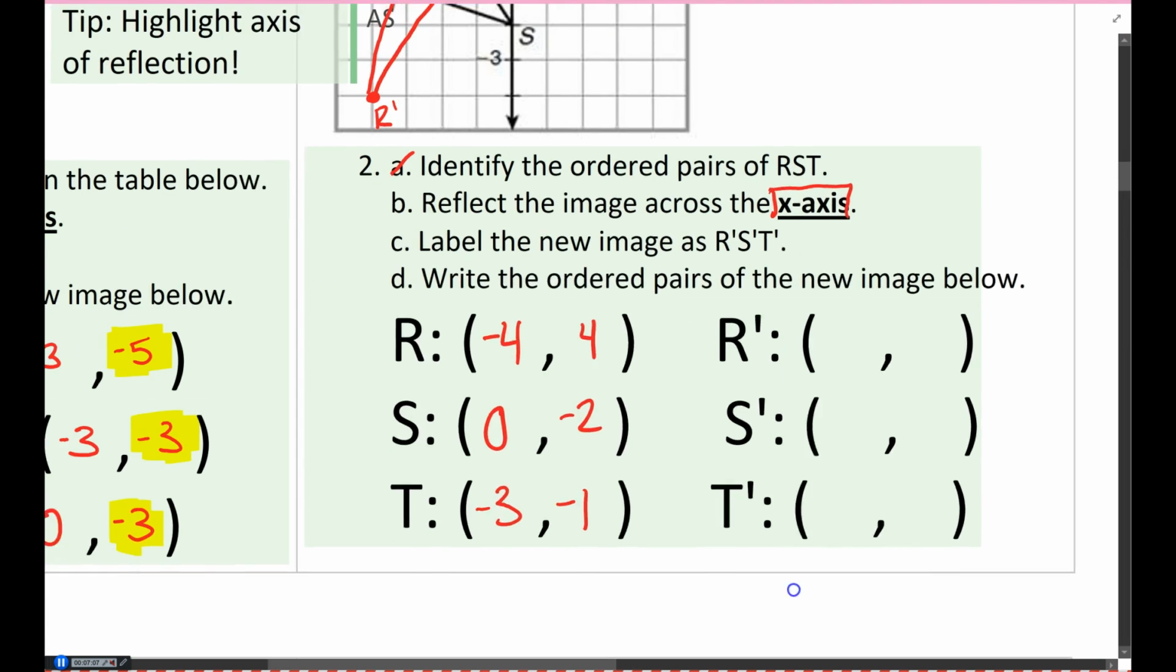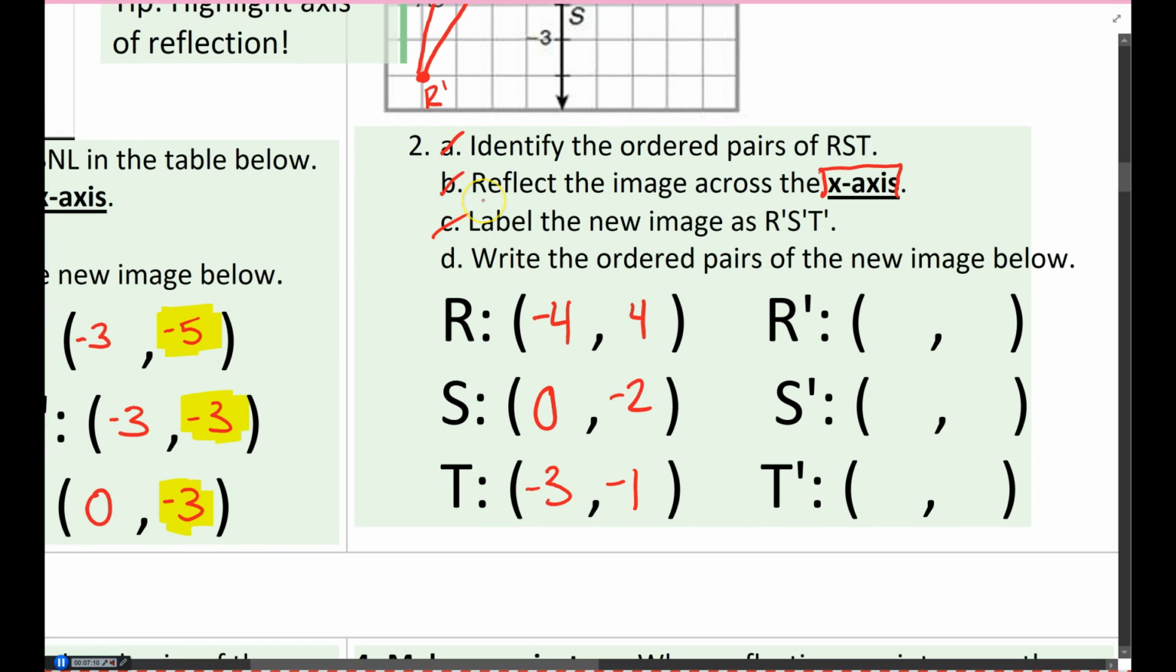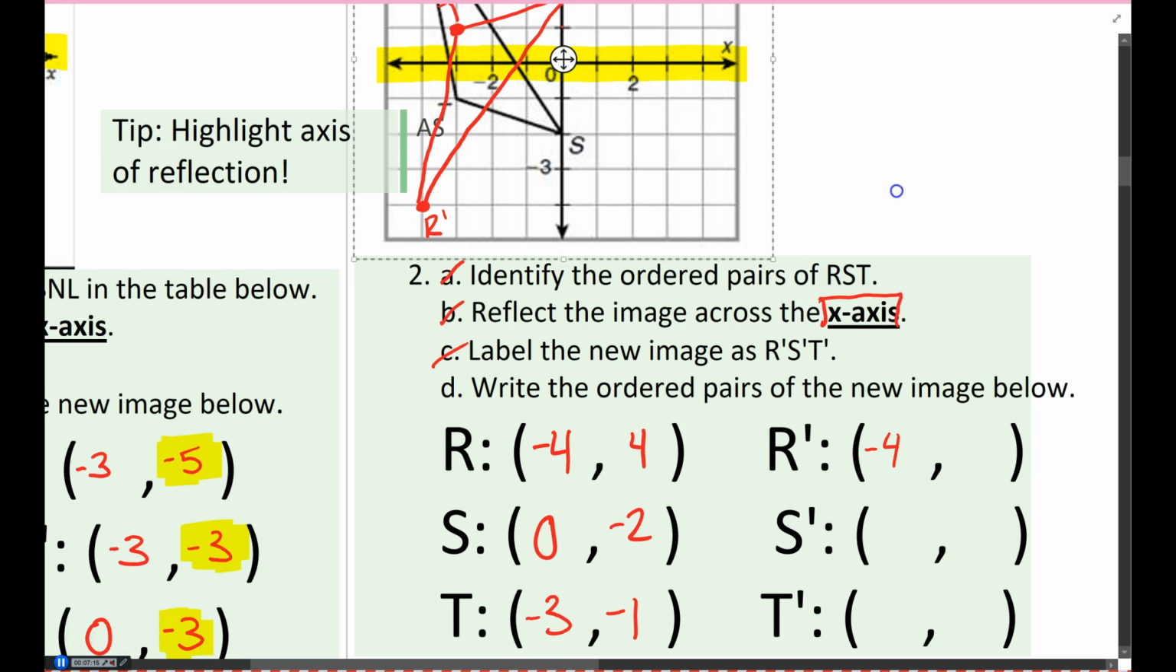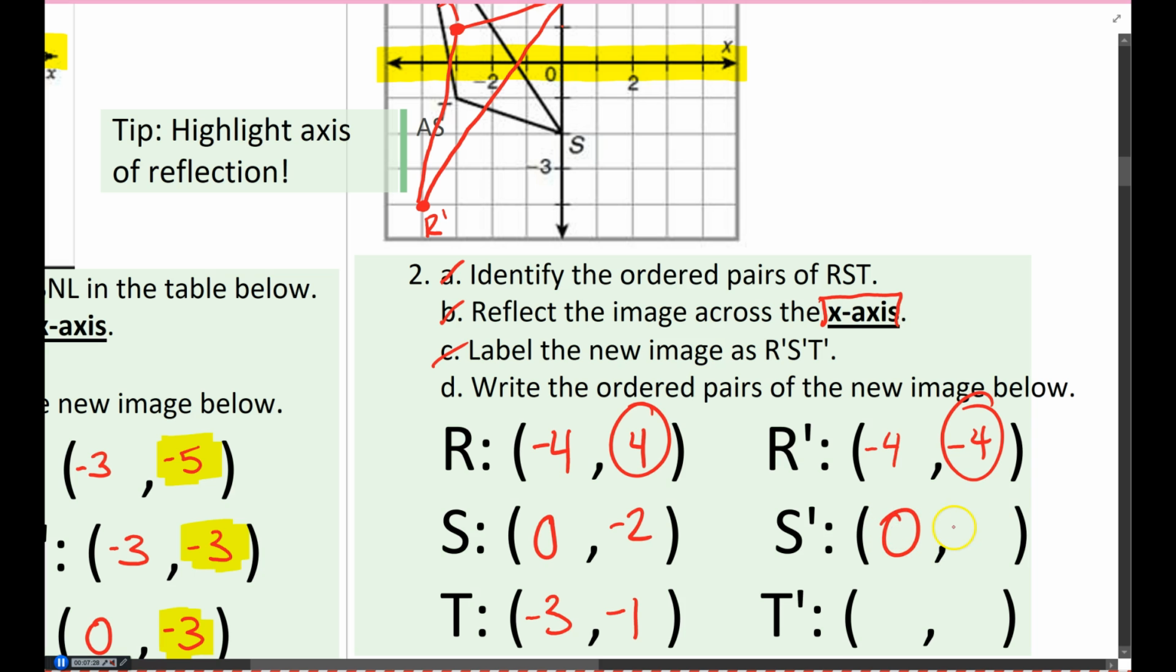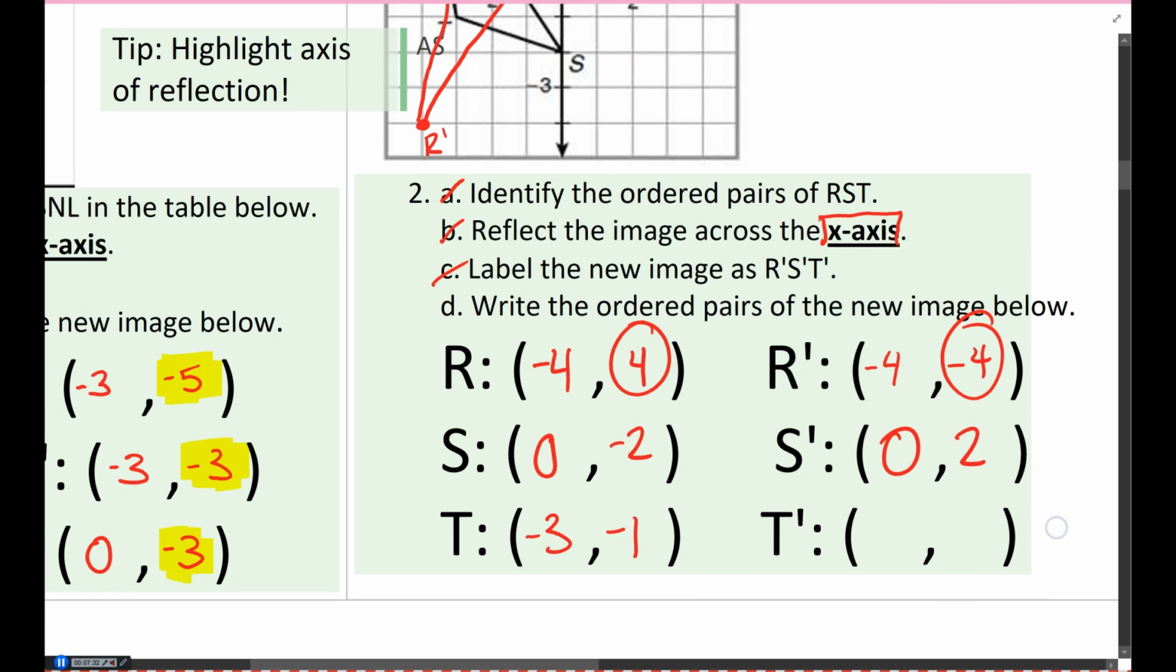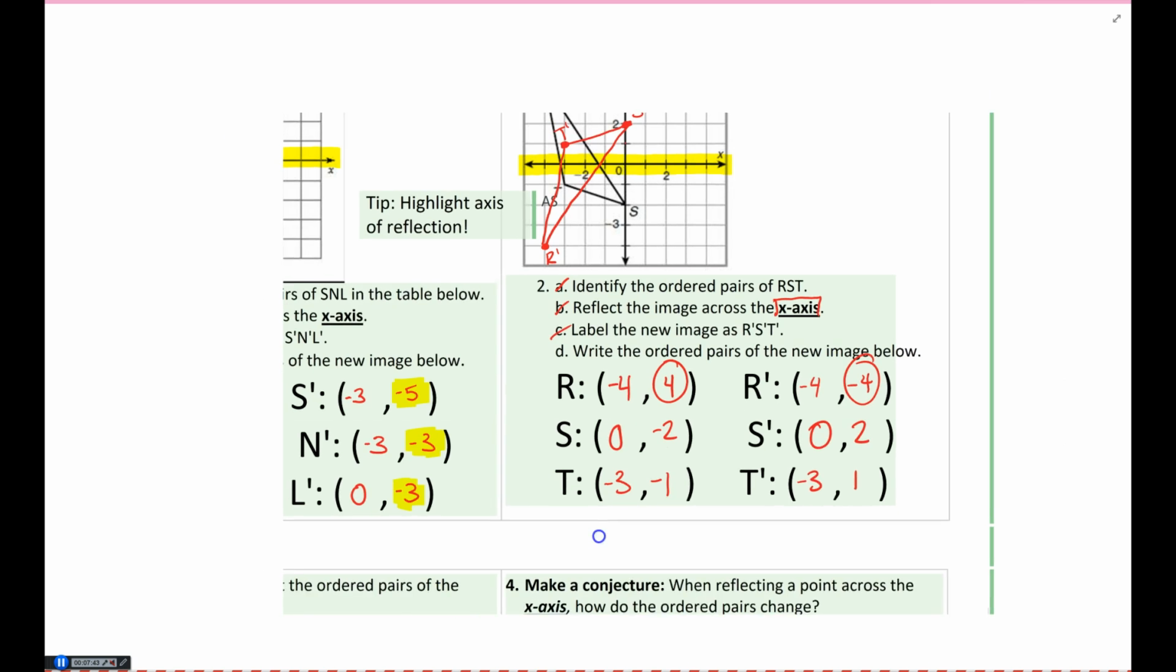Now, hopefully you were able to create that prediction. Let's actually check it. We end up with R remaining 4, but then it becomes -4, -4. So as we saw earlier, the Y value remains the same, but actually changes its sign. So then we have this. S prime became 0, +2, because the sign changed, and then T, as you've hopefully gathered, is -3, +1.